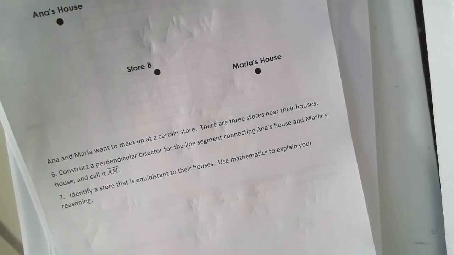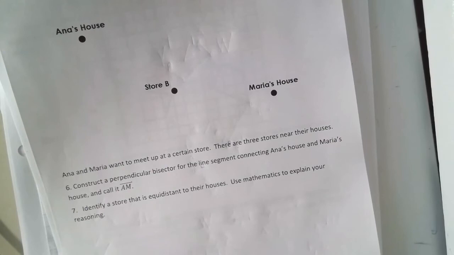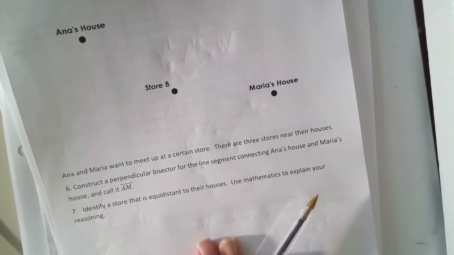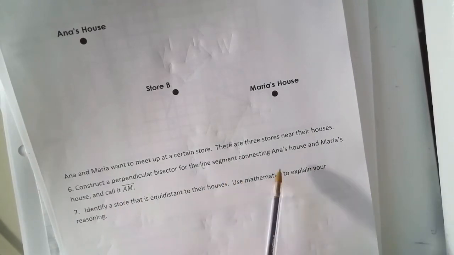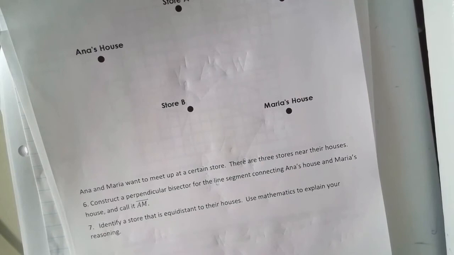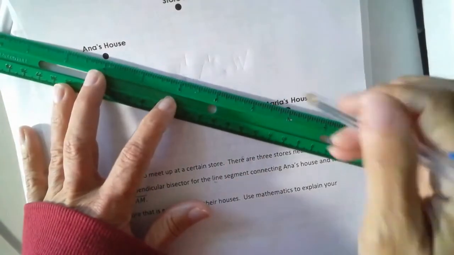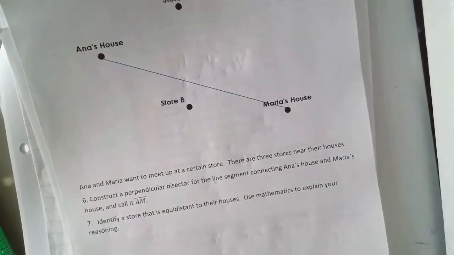Okay, this is when you need your compass. Maria and Anna want to meet up at a certain point. There are three stores near their house. Construct a perpendicular bisector for the line connecting Anna's house and Maria's house. Okay, so the first thing we need to do is make a line connecting Anna and Maria's house. And then we're making the perpendicular bisector.